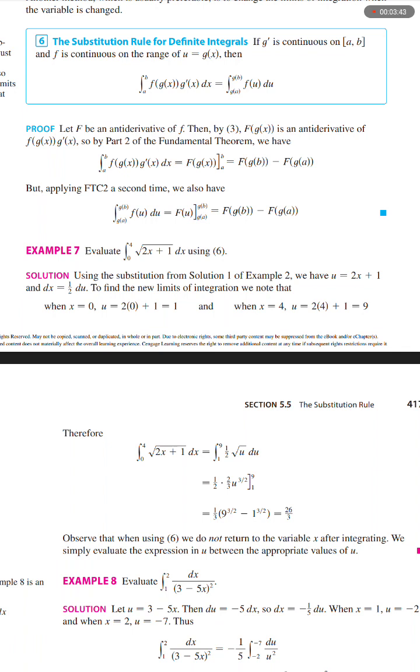Example 7. Evaluate the integral from 0 to 4 of the square root of 2x plus 1 dx using equation 6. Solution. Using the substitution from solution 1 of example 2, we have u equals 2x plus 1 and dx equals 1/2 du. To find the new limits of integration, we note that when x equals 0, u equals 2(0) plus 1 equals 1, and when x equals 4, u equals 2(4) plus 1 equals 9.